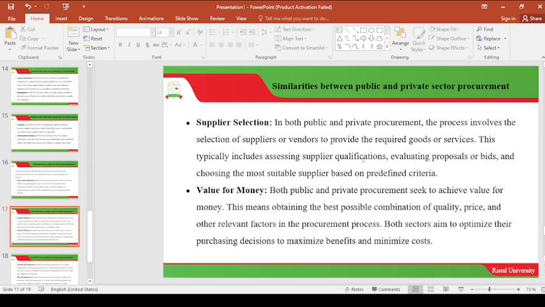So both of these companies want to attain good quality, the price, and the quantity according to the factors that they put forward. So both private and public procurement seek to attain value for money.